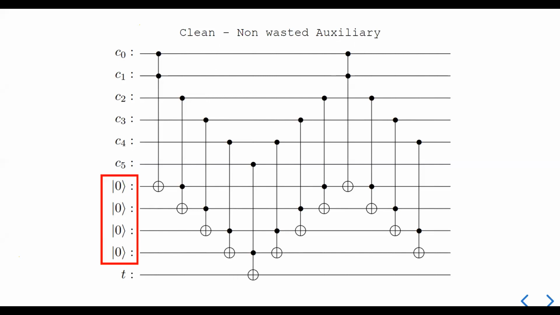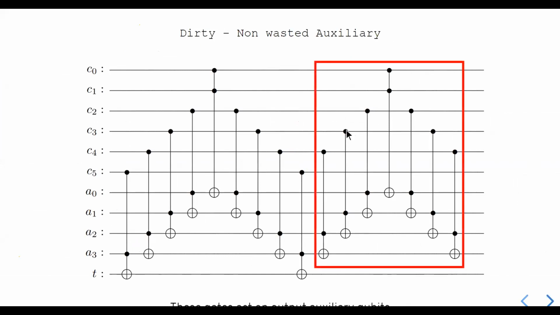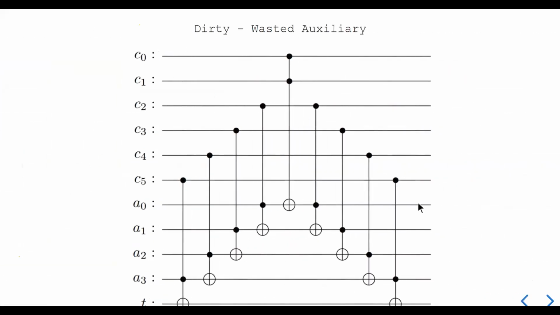Now you can do something similar. We have this original circuit and we will look at these gates. You note that these gates are acting only on the output of the auxiliary qubits. So whatever is happening here does not have any effect on the target. So we can remove these gates also. Once we remove these, we are left with the dirty wasted auxiliary, because now the auxiliary qubits are not in the same state as they were before, but the target has not changed. It is still acting as an MCT, but it is a dirty wasted auxiliary.